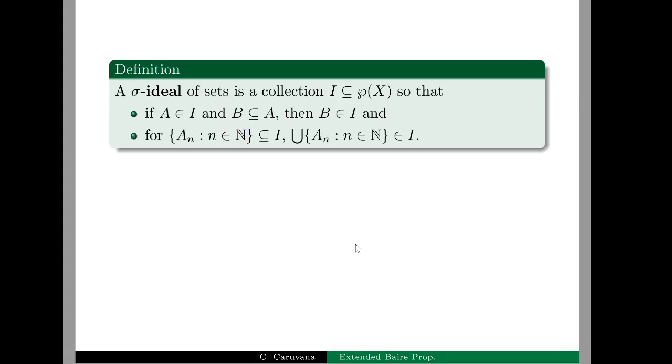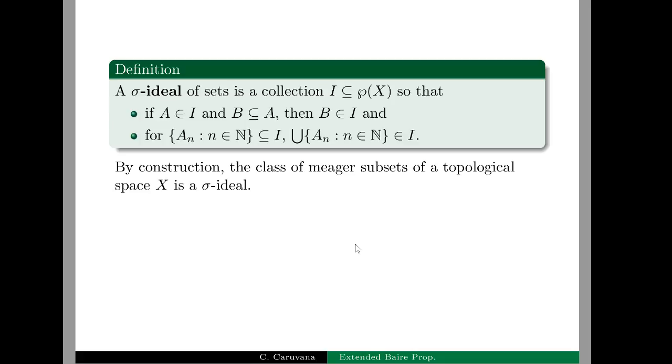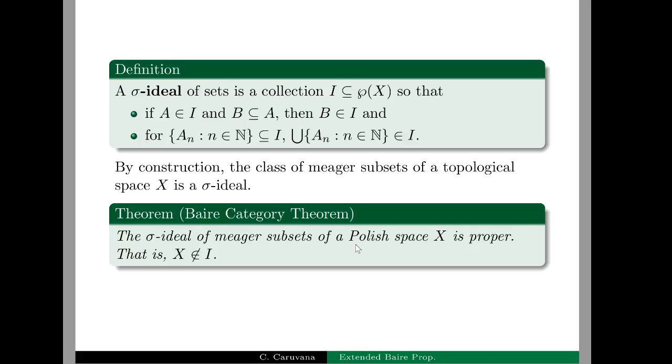A sigma ideal, of course, is something which is closed under subsets and countable unions. So the meager sets are a sigma ideal, just by construction. And the Baire category theorem is much celebrated. It says that it's a sigma ideal and it's proper. So if I have any Polish space, then it's not meager in itself. So, good. Now we're ready.